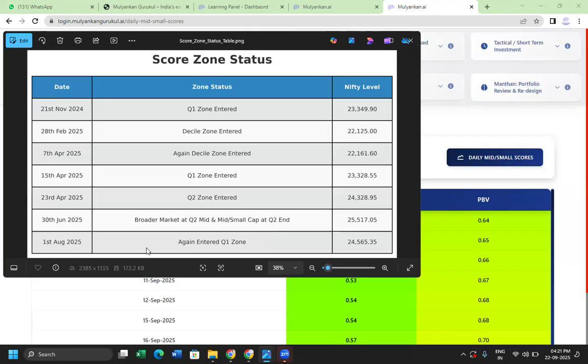Now again, on 1st August, we entered the Q1 zone, and as I have shown you, on 28th August again we entered the Q1 zone. So on 1st August and 28th August, the market levels may be different, but we were in Q1. That is how we will improve your decision making with respect to the score also. After the score, we will tell you where we are in terms of zone. Within that score, where are we in terms of zone. This will further improve your decision making.